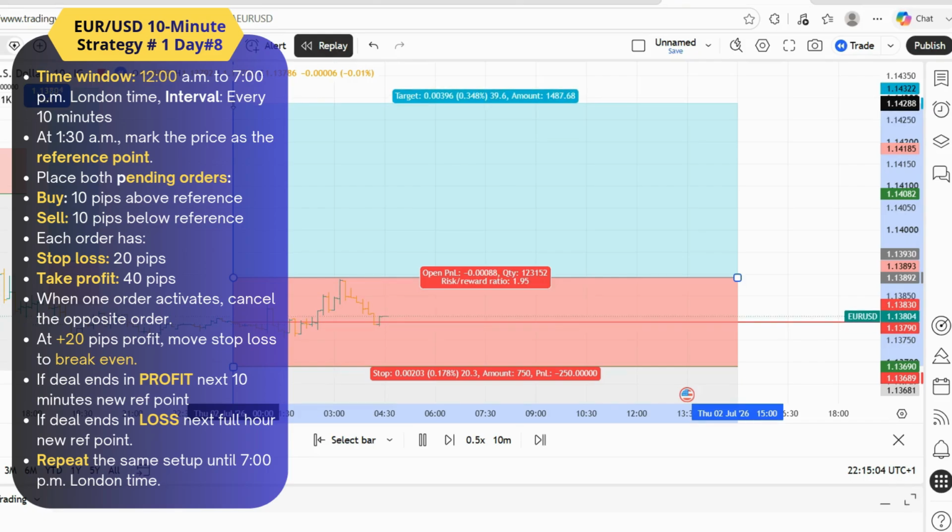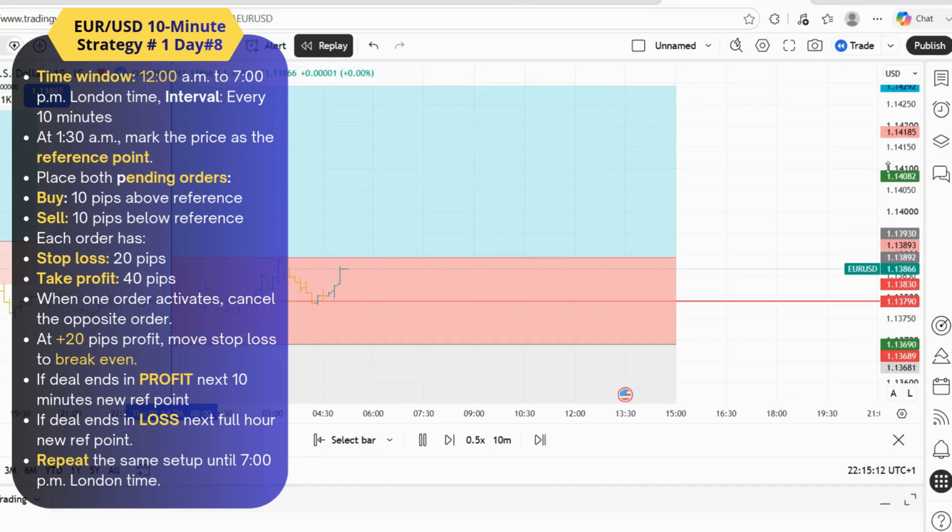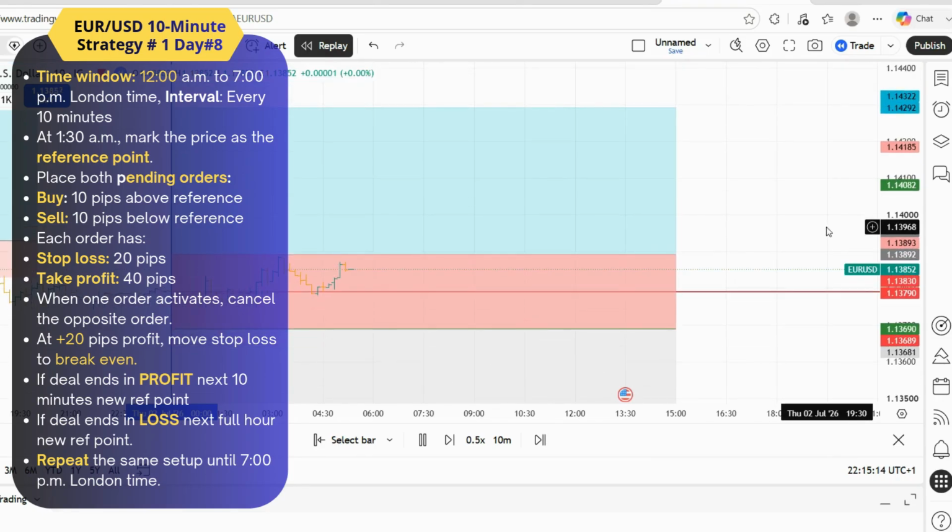As soon as the long position becomes active, we immediately cancel the pending short order. There is now only one active trade in the market. The long position has a 20 pip stop loss below the entry and a 40 pip take profit target above it. After activation, price continues moving upward. The bullish trend begins developing in our favor, and the trade starts building open profit.